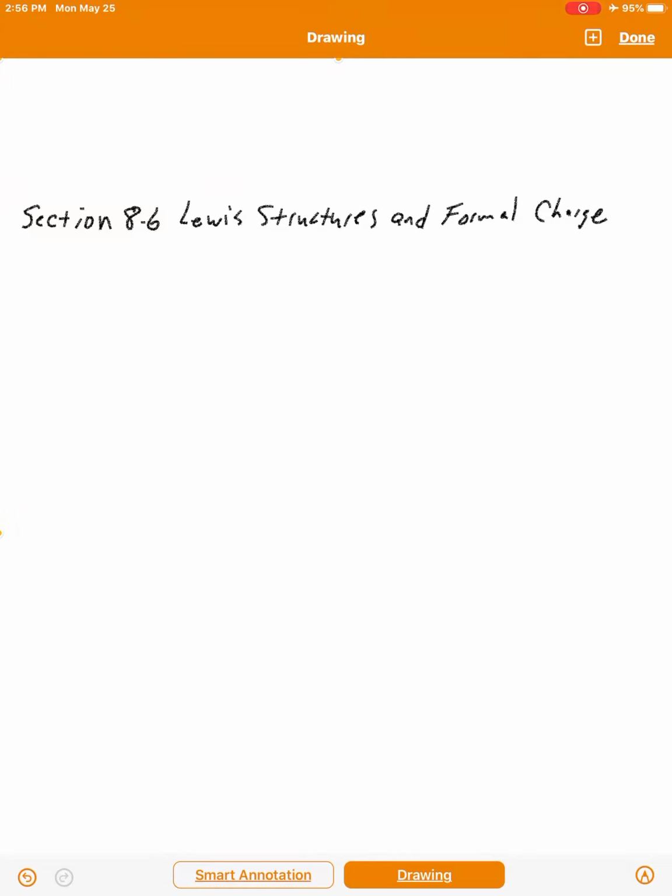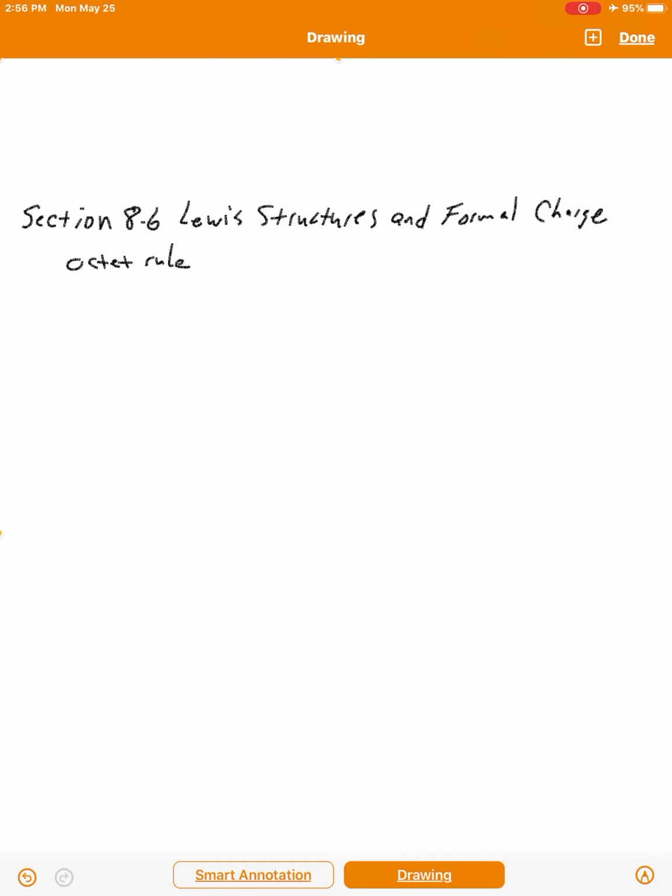Okay, this is section 8.6, Lewis structures and formal charge. We're going to do a calculation now, which is useful for determining the quality of our proposed Lewis structures. Okay, we've learned so far that the underlying principle behind Lewis structures is the octet rule, right?